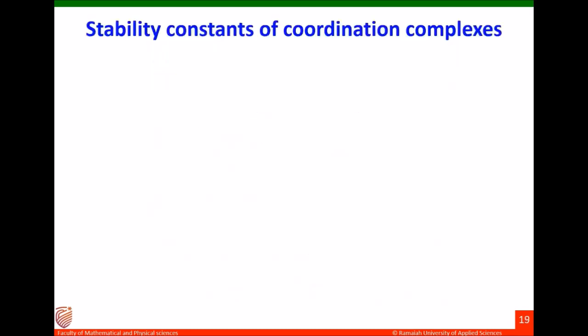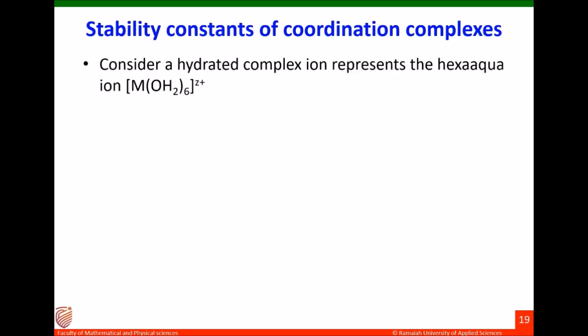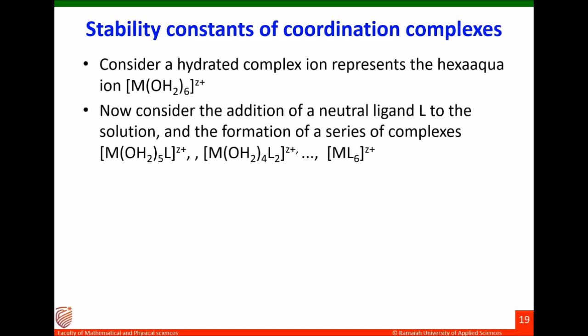Now we will study the stability constant of coordination complexes. Consider a hydrated complex ion, represented as the hexa-aqua ion [M(OH2)6]z+, where z+ is the charge of this coordination sphere. Now consider the addition of a neutral ligand L to the solution and the formation of a series of complexes: [M(OH2)5L]z+, [M(OH2)4L2]z+, up to [ML6]z+.